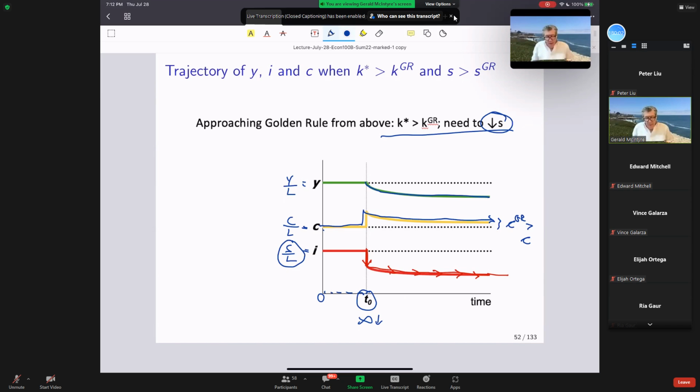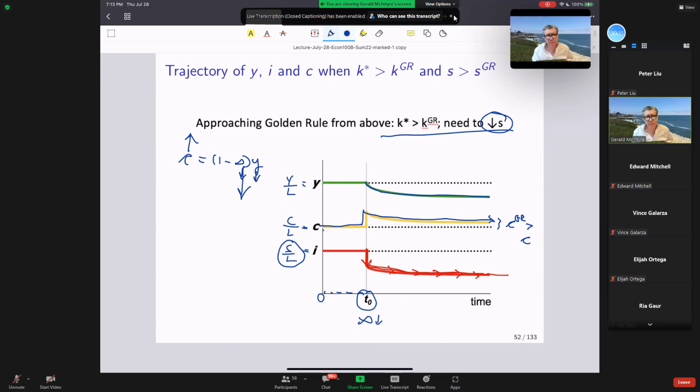But notice that savings and investment fall by a lot. Look how big this jump down is, all right? It jumps down and then falls again, whereas output falls a little bit. So look at the consumption function, right? C is equal to 1 minus S times Y, okay? This term is falling, but this term is falling too. But of course, savings is falling by more, so consumption is rising. Do you see that?